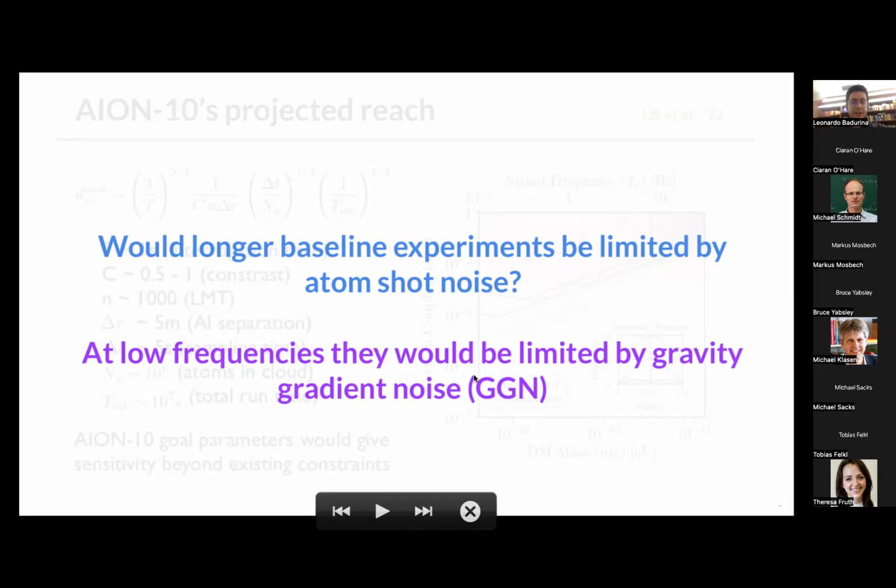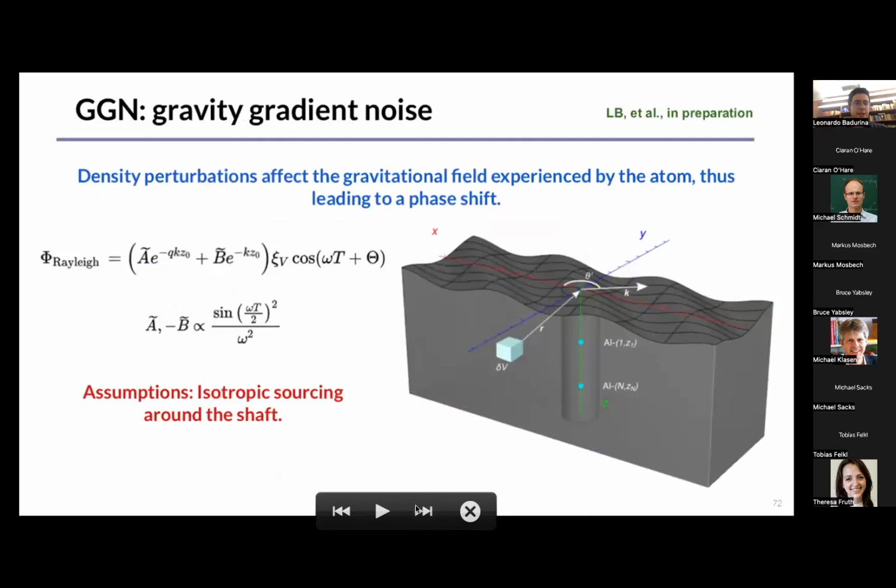Right, so indeed, low frequency searches would be limited by gravity gradient noise. But what is gravity gradient noise? Very briefly, gravity gradient noise arises as a result of density perturbations, which affect the gravitational field seen by the atoms as they are in free fall. And as I hope you recall from the first part of the talk, this sort of time-varying gravitational field would affect the propagation phase and thus lead to a phase shift.